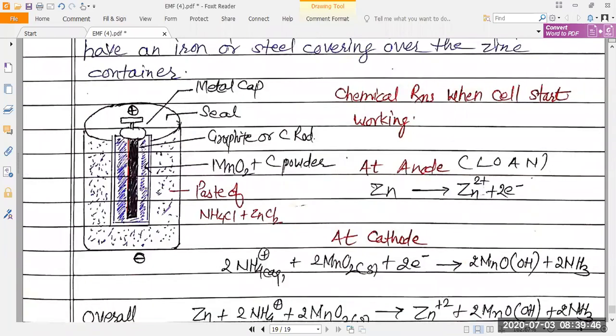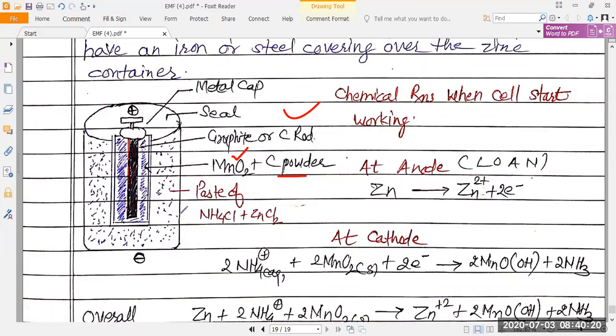So this is the container. In this container, the paste of ammonium chloride and zinc chloride is taken, and this is the porous membrane in which the graphite or carbon rod is placed. This is the porous container, and in the porous container manganese dioxide and carbon powder is filled, and the carbon rod acts as the cathode, and cathode is positive in an electrochemical cell, and this is the anode, and anode is negative, and this is made up of zinc.